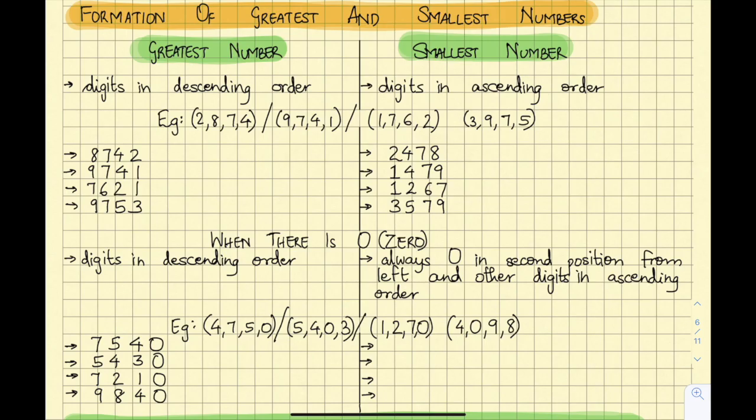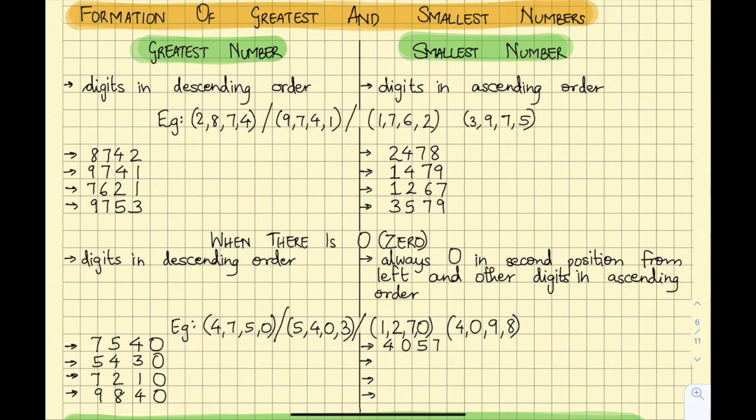Here we have 4, 7, 5 and 0. So 0 will always have the second position. The first position will be taken by the smallest of the numbers 4, 7 and 5. Here the smallest is 4. Second position is 0. Then we have 5 and lastly we have 7. Then we move on to the next example.